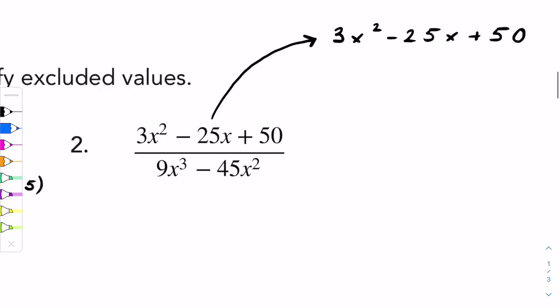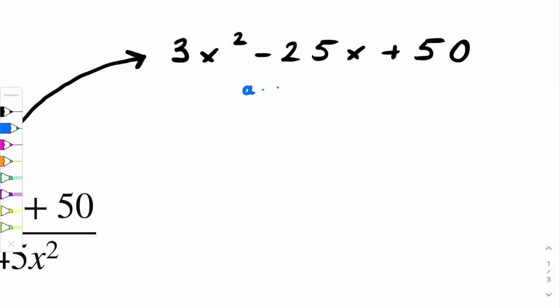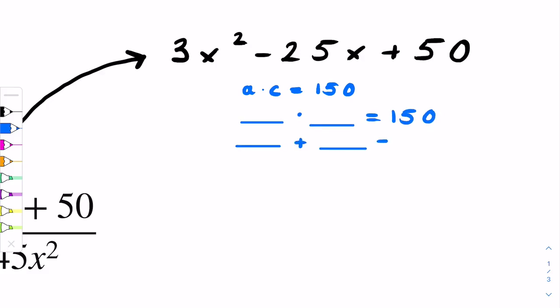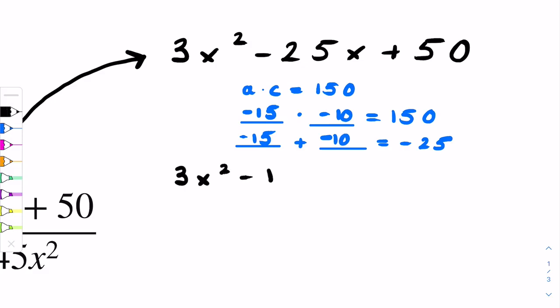If I multiply a times c, that would be 3 times 50, which is 150. So I need the two terms that multiply to 150 and the same two terms that add to equal -25. This is going to be -15 and -10. So now I can rewrite my expression as 3x squared minus 15x minus 10x plus 50.